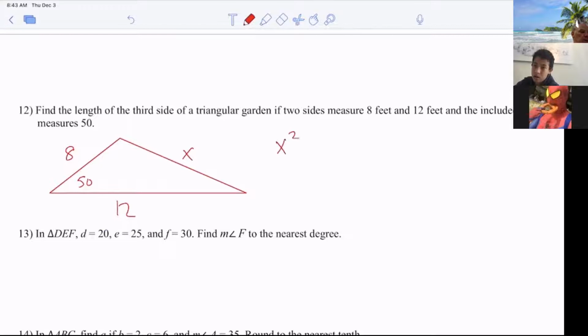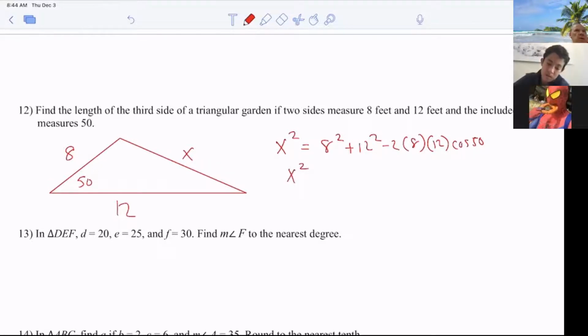So here we go. X squared equals 8 squared plus 12 squared minus 2 times 8 times 12 times cosine of 50. That's it. Simple, simple, simple. Now, when you do that, don't forget that equals what? X squared. All right, so when we type that in, can anybody tell me what that number was? How much? 84 point. Thank you, Ben. And so then X is roughly.